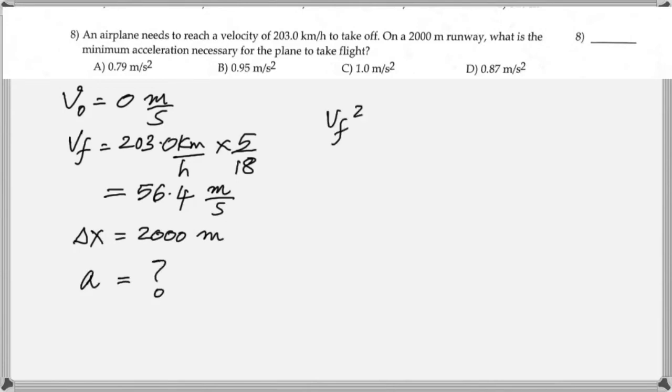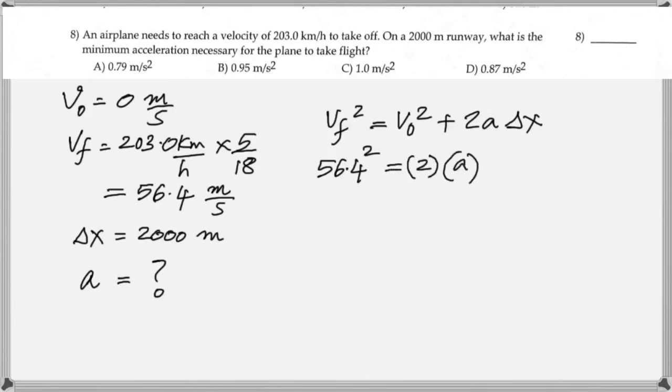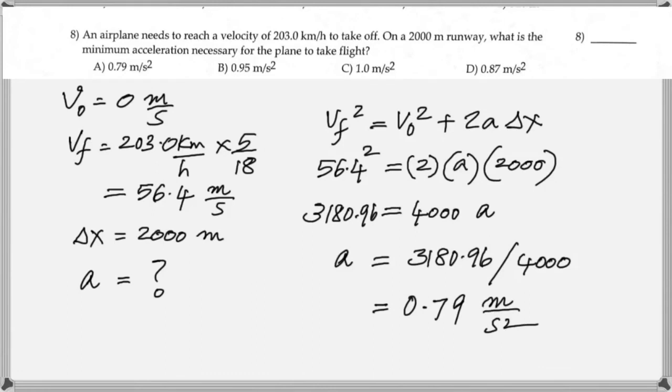So the equation is this one, which has the 4 terms. Substitute, rearrange, and you will get the answer as 0.79 meters per second squared.